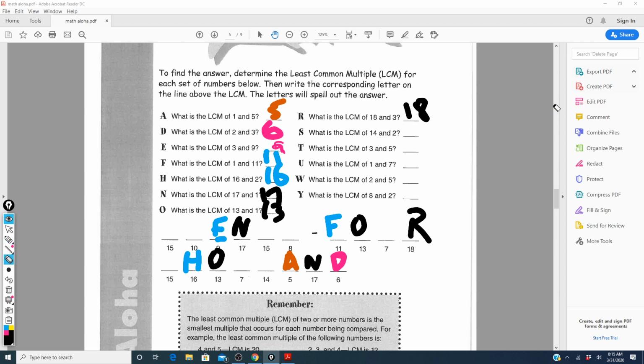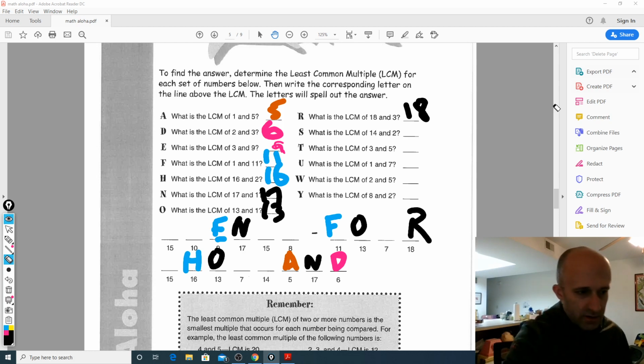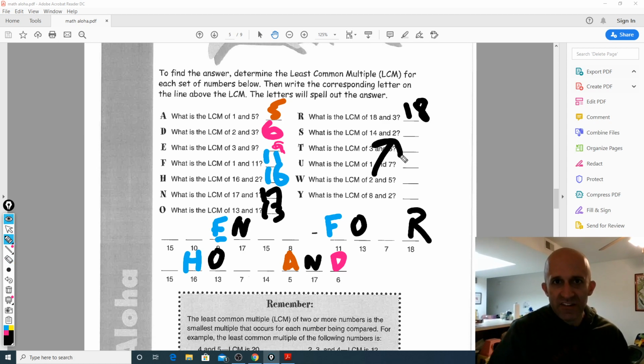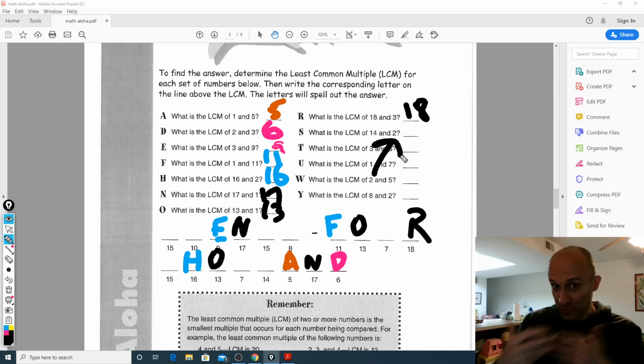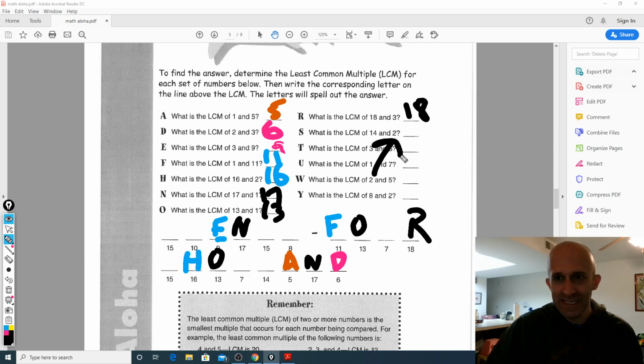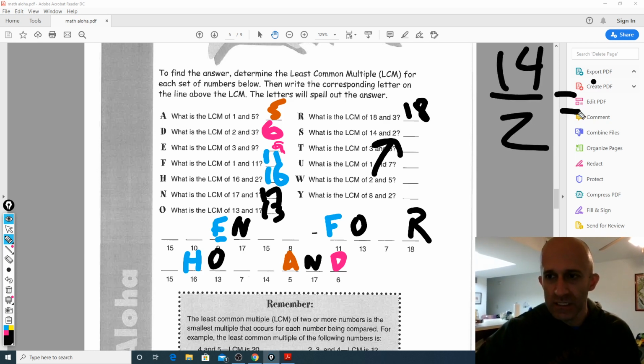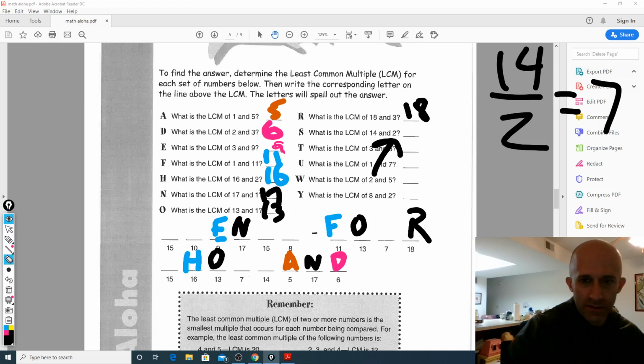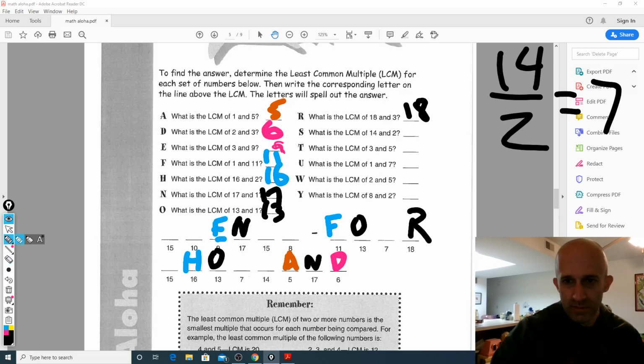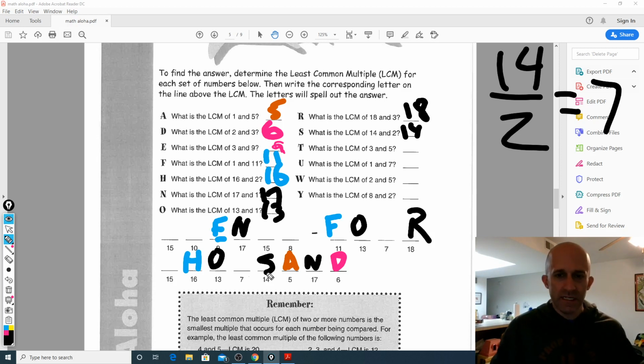So look at 14 and 2. Can the number 2 go into 14 evenly? The answer is yes. Is 14 a multiple of 2? Yes, 2 can go into 14 7 times. 14 divided by 2 is 7. So your least common multiple is going to be 14. So 14 here.